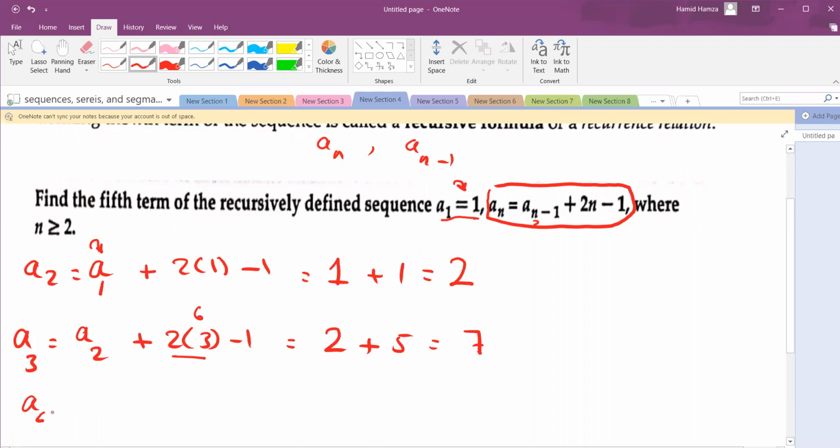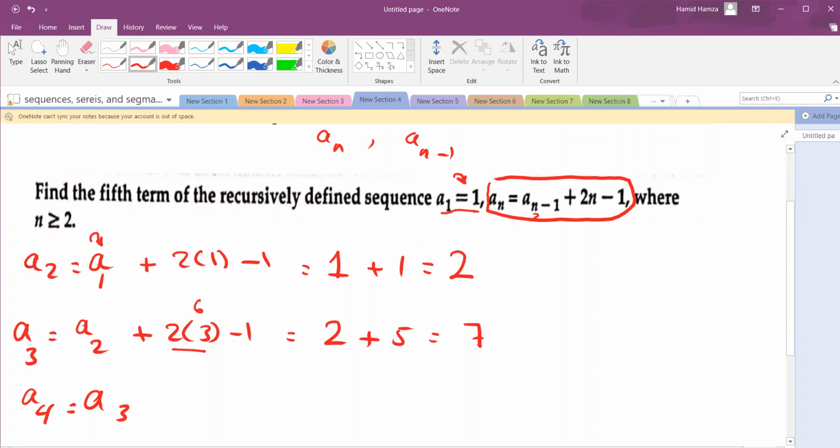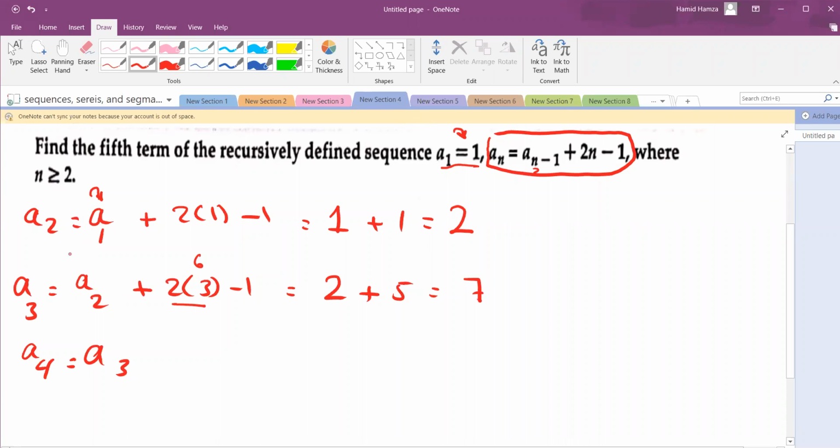a4 follows the previous one. So a4 will be a3 plus 2 multiplied by 4 minus 1. a2 is given by knowing the value of a1, a3 is connected to the previous a2, and a4 is connected to the previous a3. a3 is 7, plus 2 multiplied by 4 is 8, 8 minus 1 is 7. So 7 plus 7 will be 14. The last one, a5, is the one required.